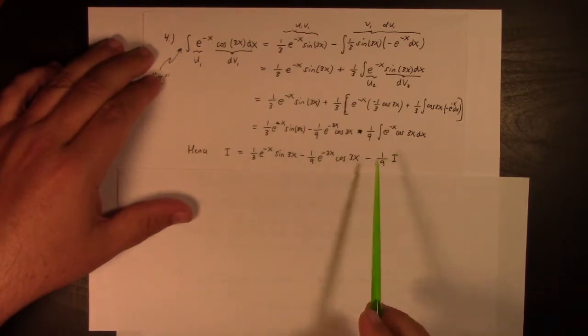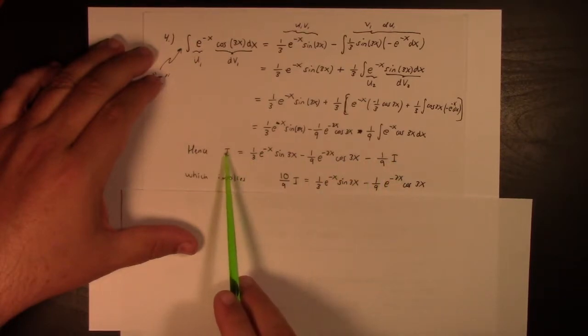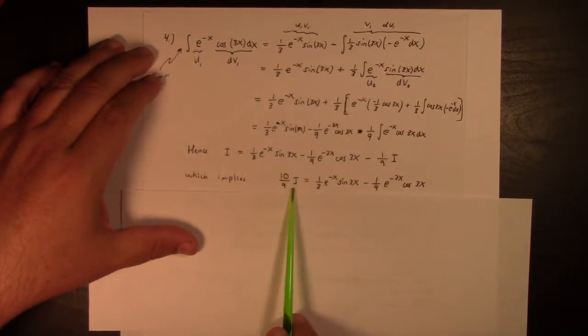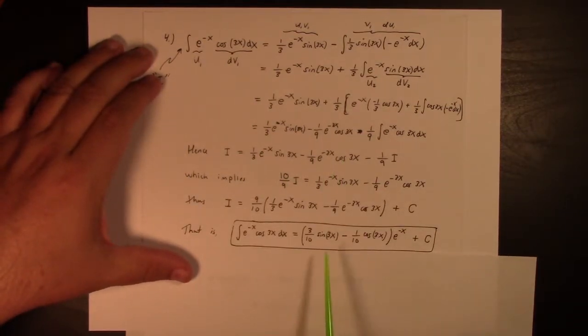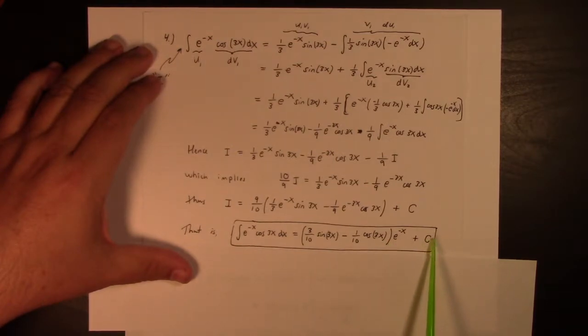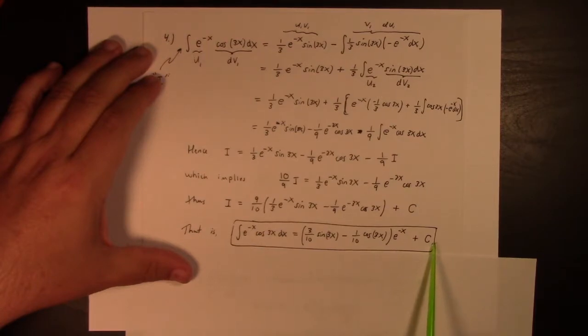So then I do algebra, right? And I add 1/9 I to both sides. 9/9 plus 1/9 is 10/9, so I get 10/9 I is equal to that, and voila, I have solved the problem. We find that the integral of e to the minus x cosine 3x is 3/10 sine 3x minus 1/10 cosine 3x times e to the minus x, and I have to add a constant, right, because we're looking for the antiderivative. Well, we're not looking just for an antiderivative, we're looking for the most general antiderivative when we do an indefinite integral, right? So we add a constant to reflect the fact that we're not just thinking of one antiderivative, but the whole family of them, any of which differentiated gives me back this integrand.